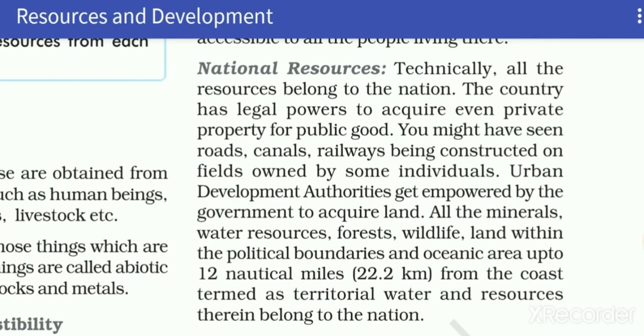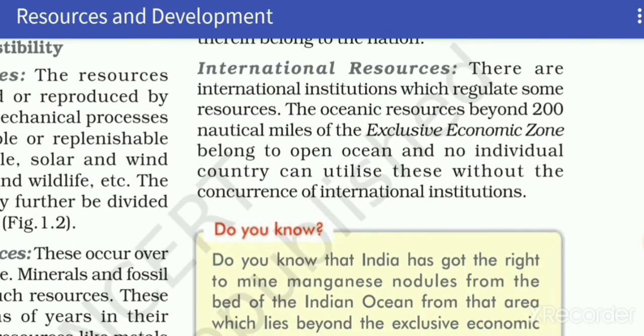Now the fourth one is international resources. All those resources which are regulated by international institutions like UNO, World Bank, WTO, IMF, etc. The oceanic resources beyond 200 km of the exclusive economic zone, the open ocean, are mainly known as international resources, and this open ocean after 200 km from the coastline of a country cannot be used by any individual country without the concurrence or agreement of international institutions.